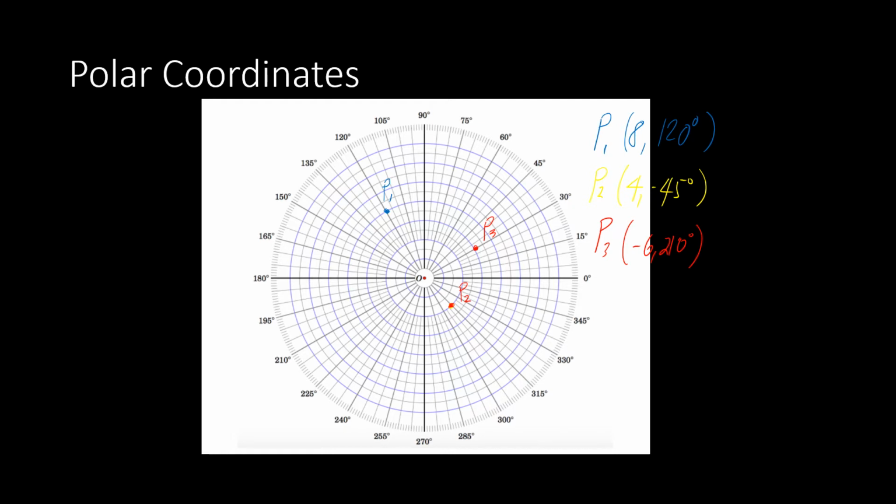Finally, let us say that P sub 4 has coordinates of (-10, -90 degrees). So -90 in the clockwise direction is equivalent to 270, and since it is -10, it should be at the opposite side. So 2, 4, 6, 8, and 10. So that must be the location of P sub 4.